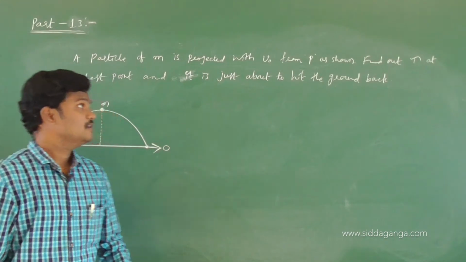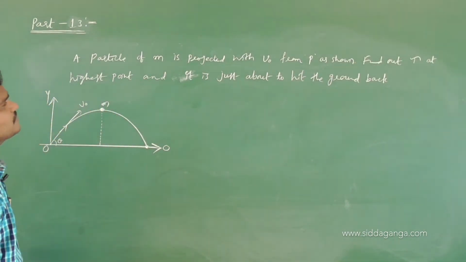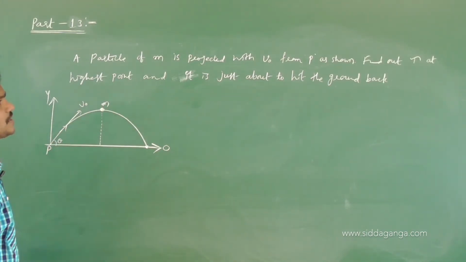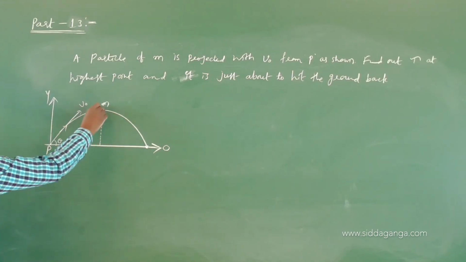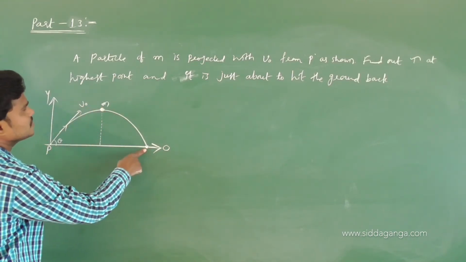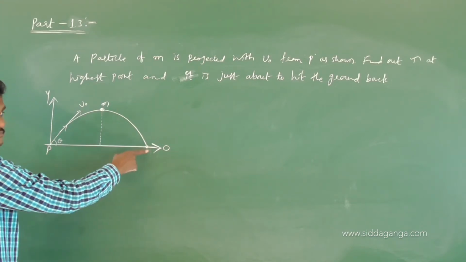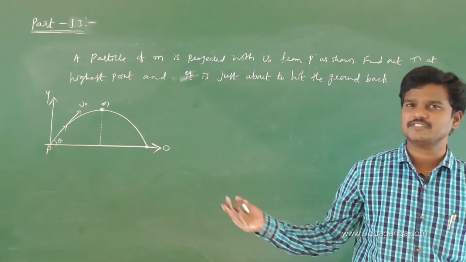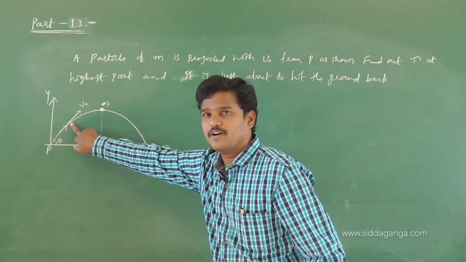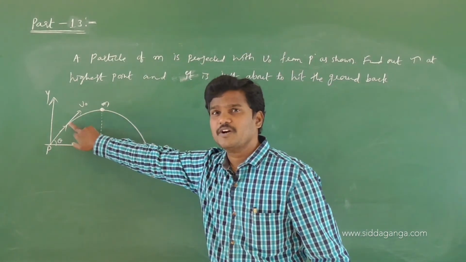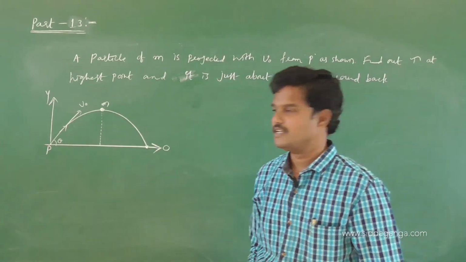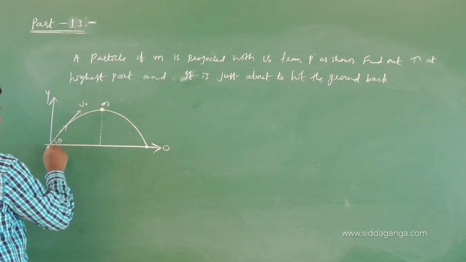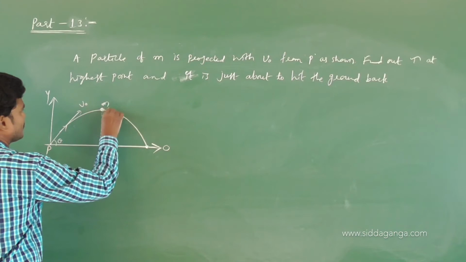They are asking torque. Read the question. A particle of mass m is projected with a velocity v naught from a point P, this is point P as shown. Find out torque at the highest point and also when it is just about to hit the ground back. It is going to hit here. Now find the torque at two places. If they ask any other place, that also we can find. If they ask at any point, something like Q, at this point also we can find the torque. That also I will continue. Okay, so first let us try this. See, torque at the highest point. This is P, something like Q.